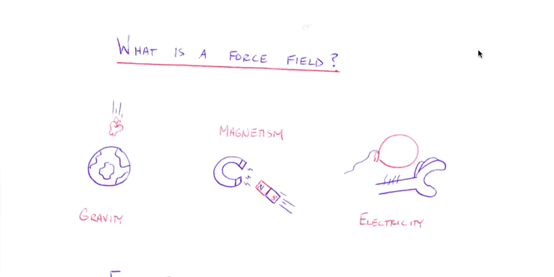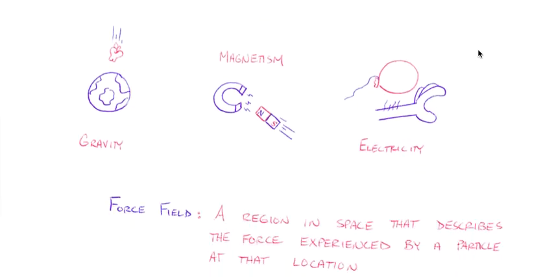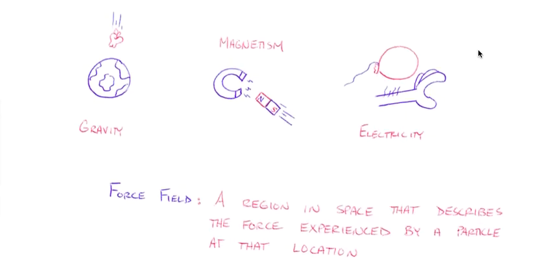So these are three examples of a force field. So what actually is a force field? Well, you might not have ever thought about it, but in each of these cases, one object was able to exert a force on another object, despite the fact that they never came in contact with one another. So a force field is this ability for one object to exert a force on another without even making contact with that object. The more textbook definition is that a force field is a region in space around an object that describes the force experienced by a particle at that location.